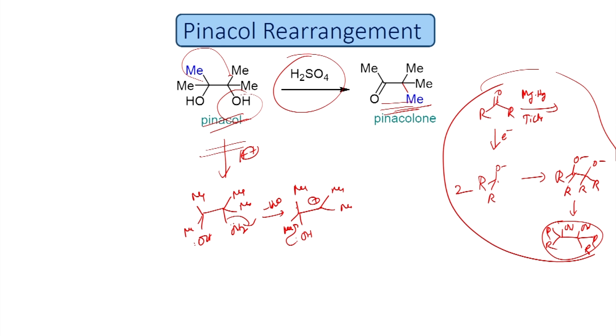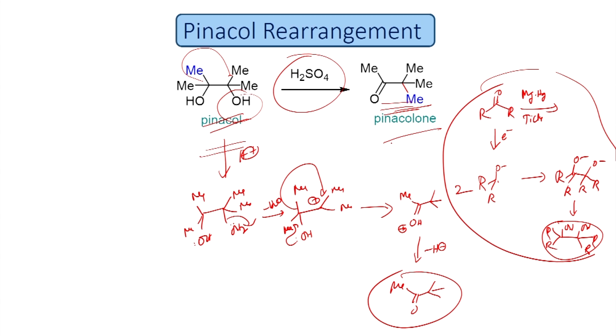Now, this can migrate with its bond pair, so you will be able to form this intermediate, which can lose a proton to give the ketone as the product. So, if you have the diol, when you react with acid, it can be converted into a ketone.